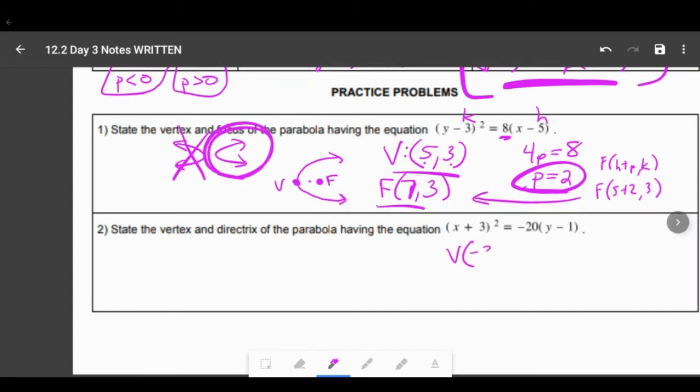So I know I take that and do the opposite. I got -3 and +1, right? Comes right from there, comes right from there. Okay, just like doing the circle, right? The vertex or the center of the circle. Exact same concept. All right.